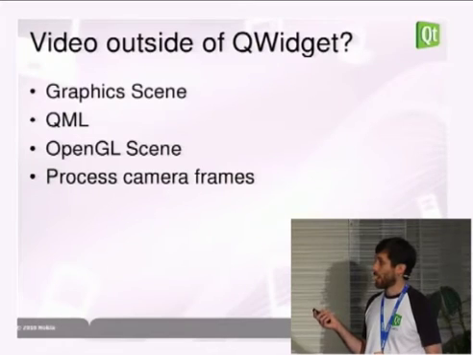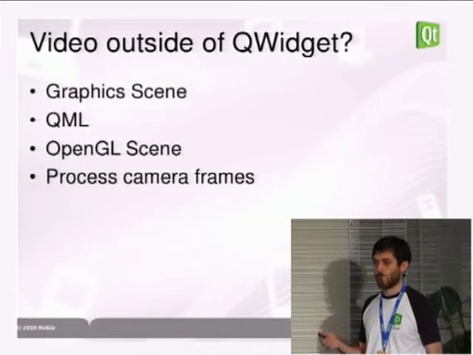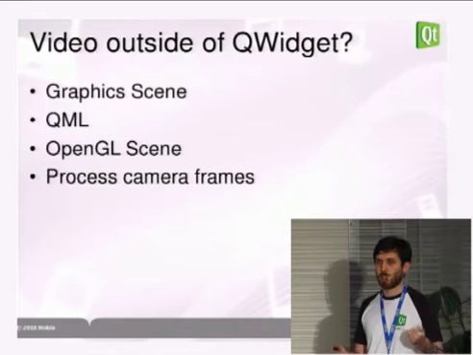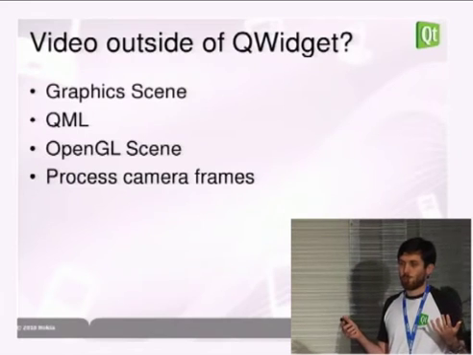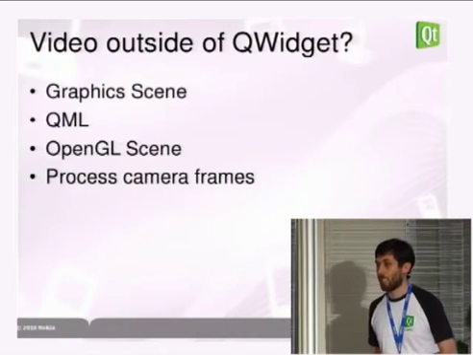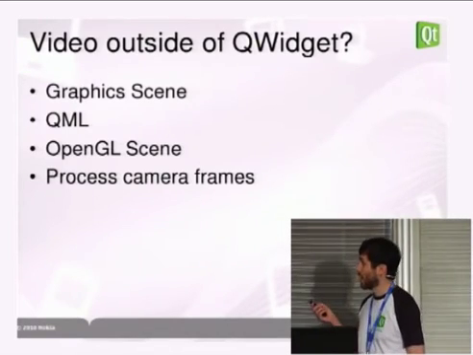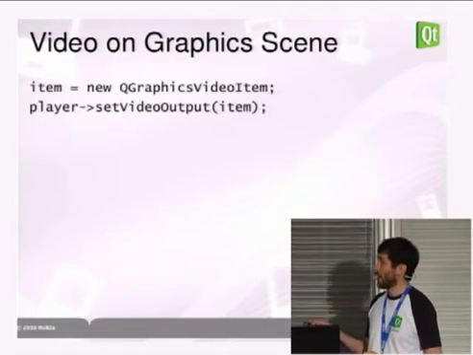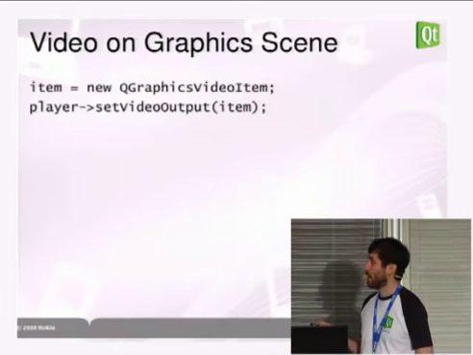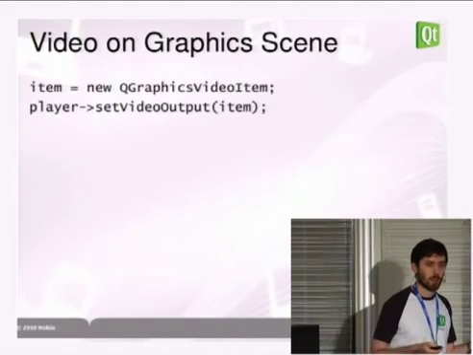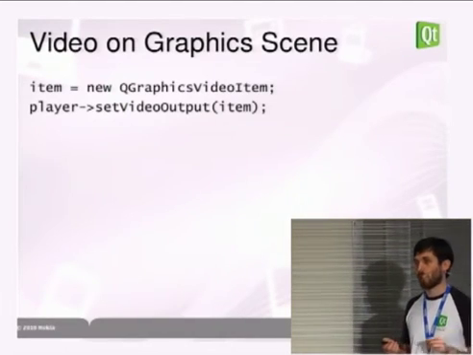Another case: I was asked multiple times how I can access frames from the camera, to get the frames to do some kind of processing. And it's possible. It's very possible. In the graphics view case, it's very simple because we have done all the work. We implemented a graphics video item, and you can use it instead of the video widget. But for the rest of the cases, you still need to do a bit of work, not too much.